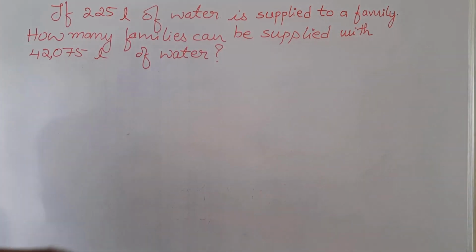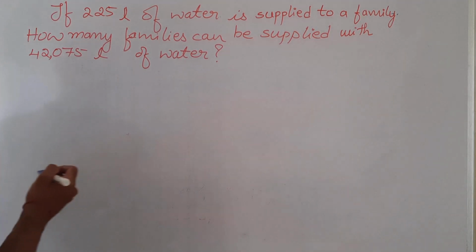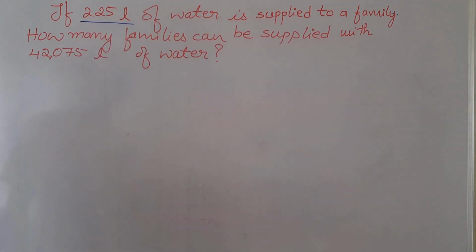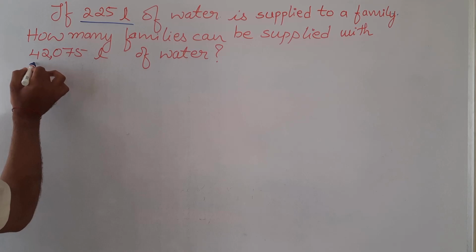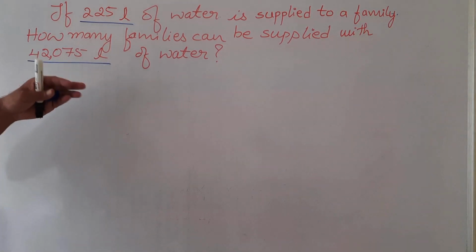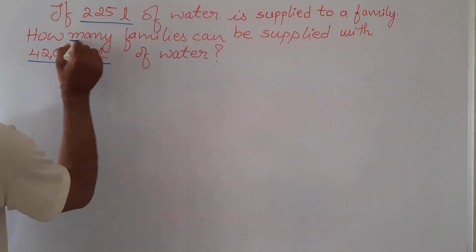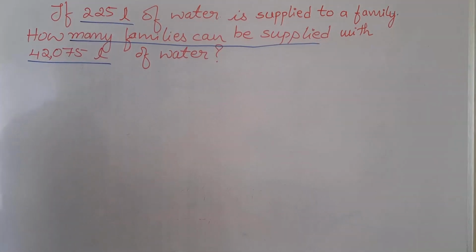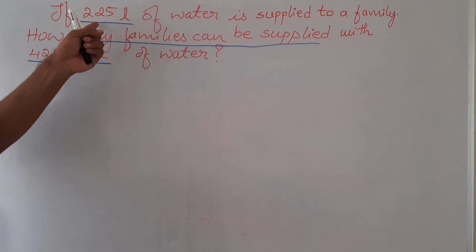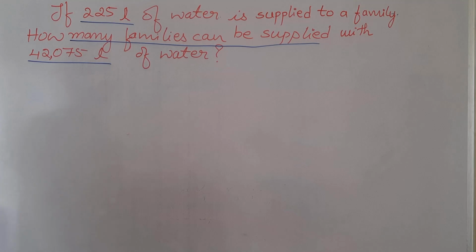After reading this question, we will come to know that two things are given. First, each family is supplied with 225 liters of water. Total quantity of water is 42,075 liters. So these are the two things given, and they are asking how many families can be supplied. Means if we make groups of 225 liters, how many groups will become? That is the question they are asking.